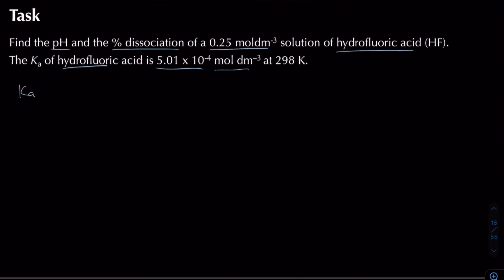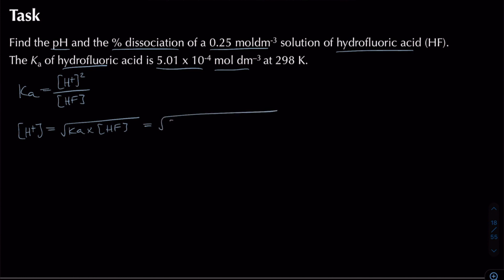Now the first thing that we need is an acid dissociation equation, and so I've got Ka being equal to the concentration of H plus, that's going to be squared, divided by the concentration of hydrofluoric acid, which is going to look like this. Now we need to find the concentration of H plus over here so that we can actually find the pH, and to do that, what I'm going to do is the square root of Ka times by the concentration of HF itself, because they're the values that I've got. I can sub in my numbers, and so I end up with 5.01 times 10 to the power of minus 4, and then that's going to be times by the concentration of HF, which is 0.25. We put that in our calculator and we end up with the value of 0.0112, and that's going to be mole per decimeter cubed.